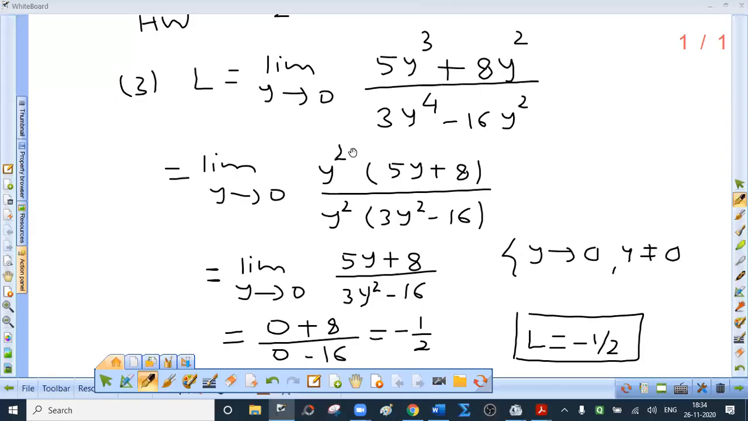Sum number 3. Let L be the limit y tends to 0, 5y cube plus 8y square upon 3y raised to 4 minus 16y square. Take y square common from numerator and denominator. Cancel that. Why can we cancel it? Because y only tends to 0, y is not equal to 0. Upon cancelling this, take the limit. To take the limit means to replace every y by its limiting value, which is 0. So 8 upon minus 16, that is minus half. So minus half is the final answer.